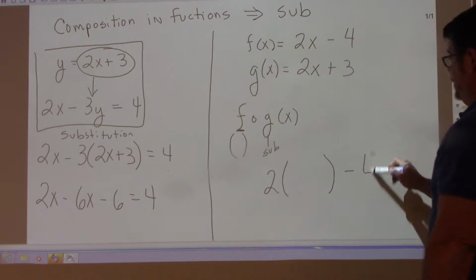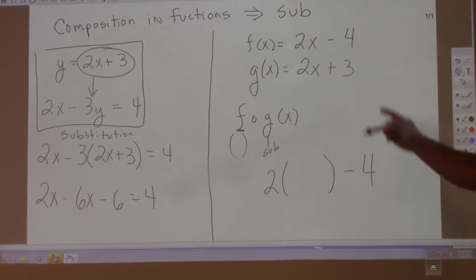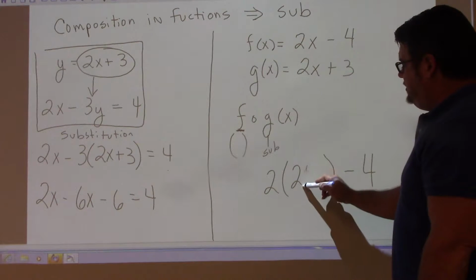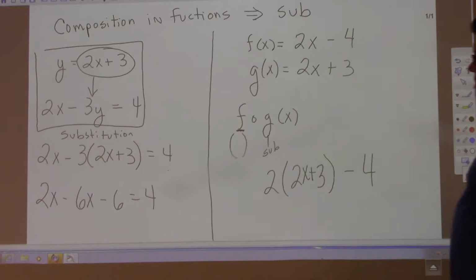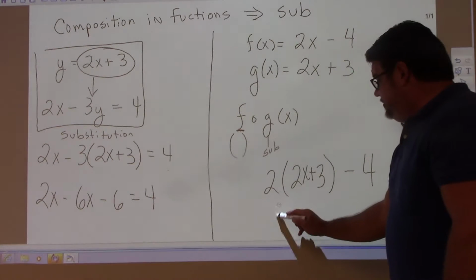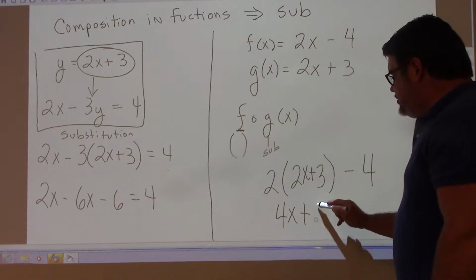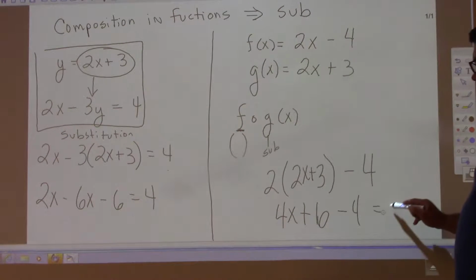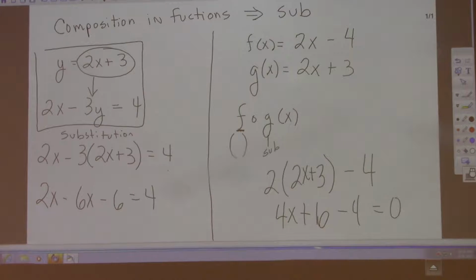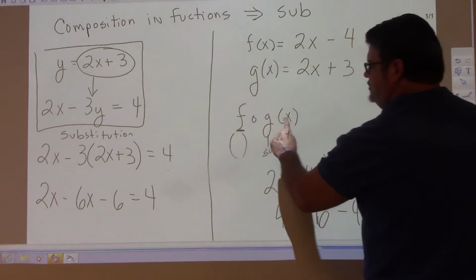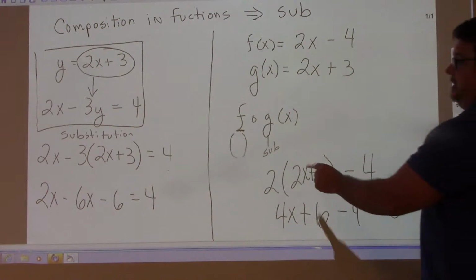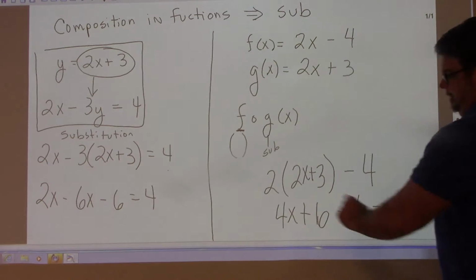2x minus 4. And what are we going to plug in to the big X? What are we going to plug in? 2x plus 3. And that's going to give us 4x plus 12, or plus 6, minus 4 is equal to 0, and you can finish it. That's not a big deal. The whole point is that when you do f composed of g, the f is written with big parentheses, and then you substitute in g right there.